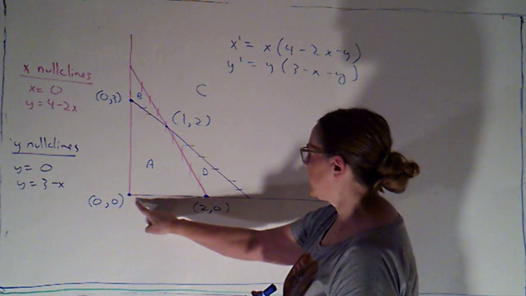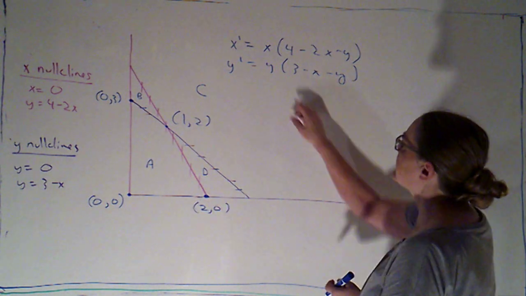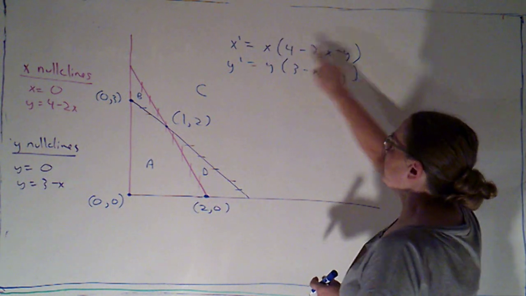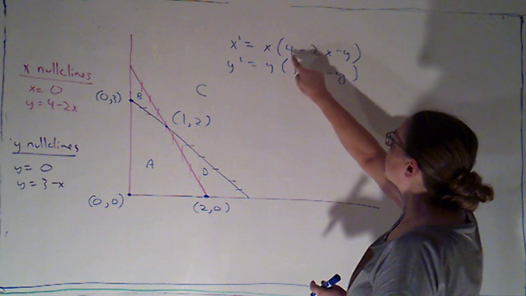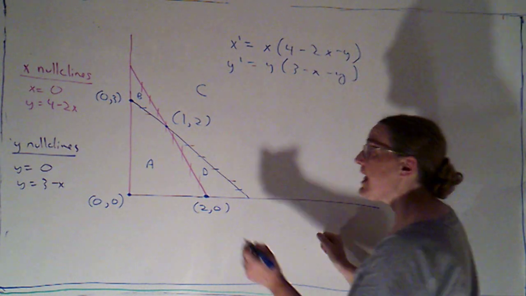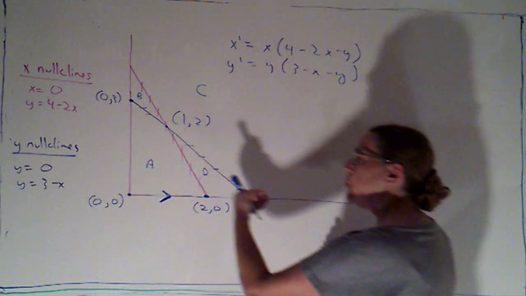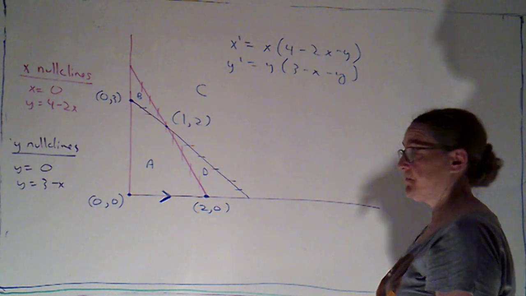If I look at this interval right here, in between 0 and 2, if I just plugged in 1 for x into the formula for x prime, of course x is positive. This is going to become 4 minus 2 minus 0. That's 2. That's positive. So along this interval, we're going to the right.